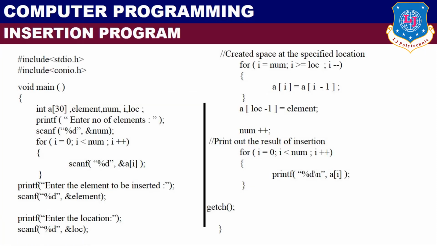Here on the screen you can see, first we are including our header files, hash include stdio.h and hash include conio.h. Then we are starting our main function.